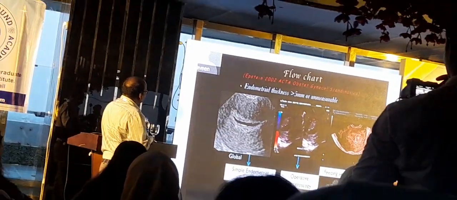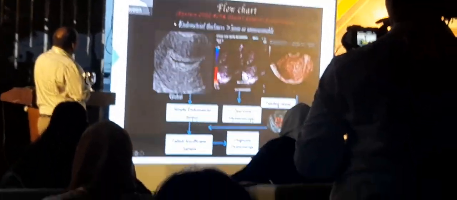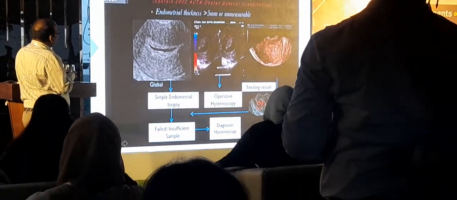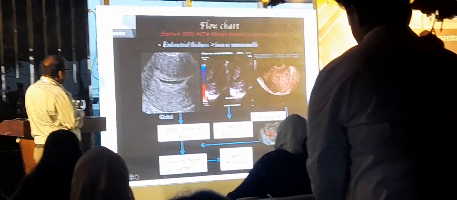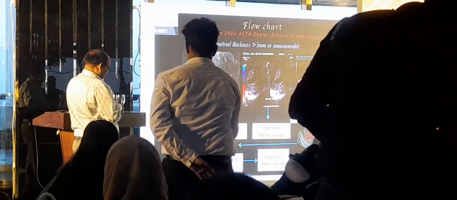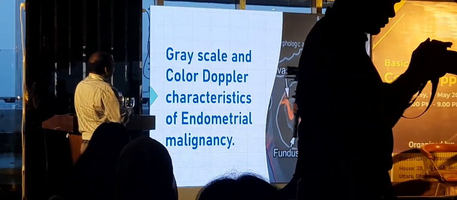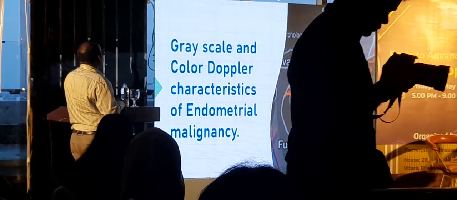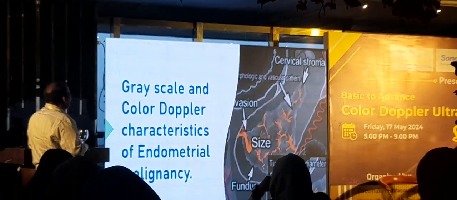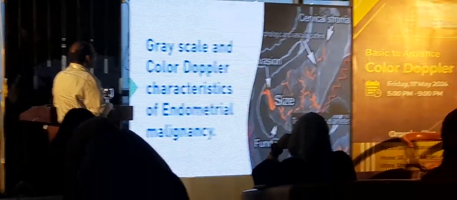This is a flow chart. Simple endometrial biopsy. If failed or insufficient sample, operative hysteroscopy, diagnostic hysteroscopy, then feeding vessel. Grayscale and color Doppler characterizations of the endometrial malignancy. There are changes, there is dilatation of the vessel, there is tortuosity of the vessel. It indicates that there are changes in the endometrium.